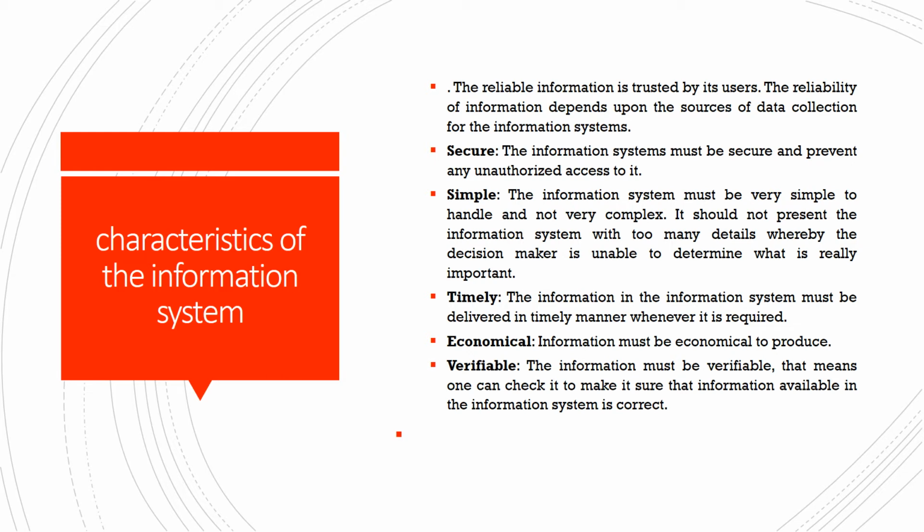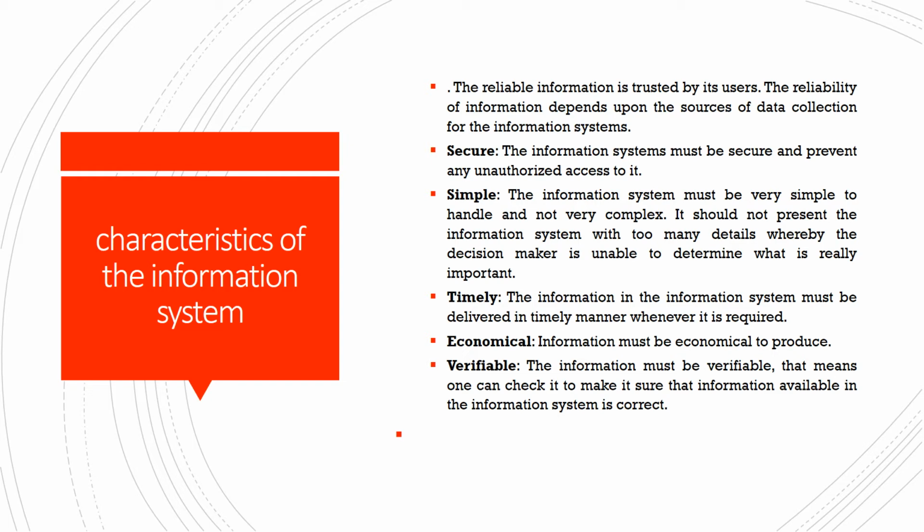Secure means the information system must be secure and it should be safe. The data should be safe. Then simple means the information system must not be very complex. It should be very clear and very easy to use so that a new user can adapt to the system, right? We should have that simplicity. It does not contain too many details whereby the decision maker is unable to determine what is really important.